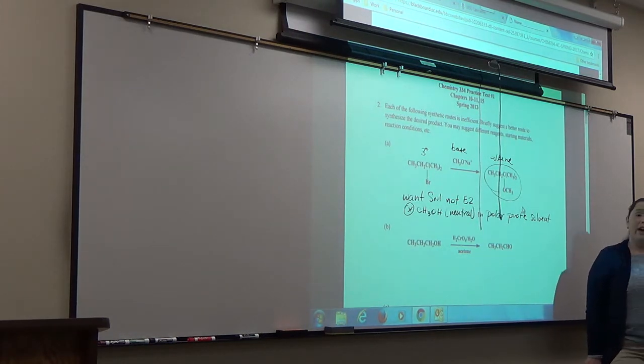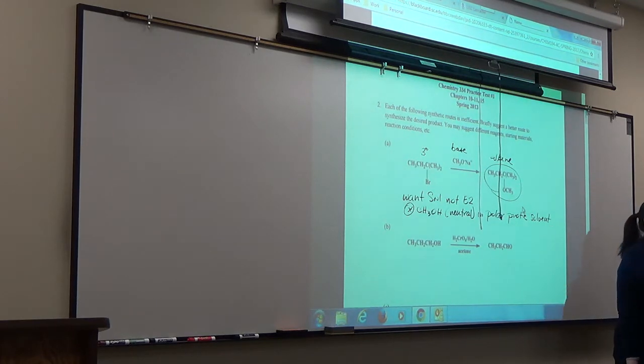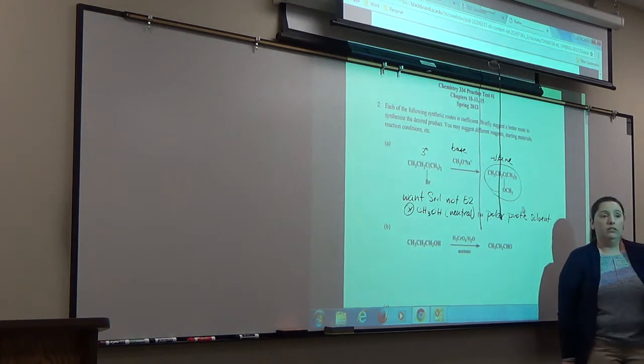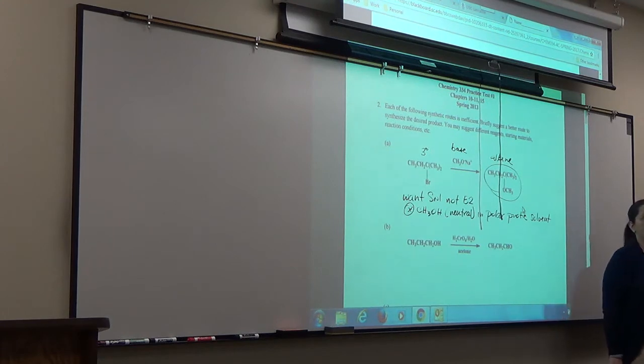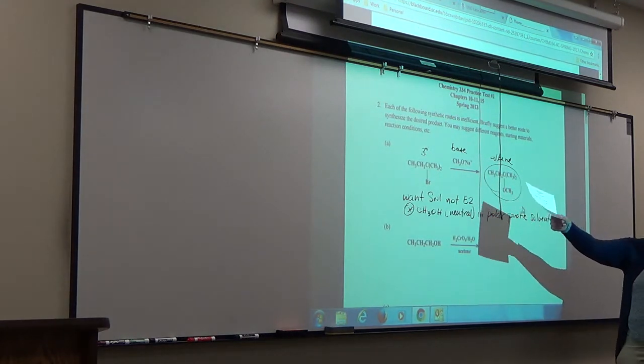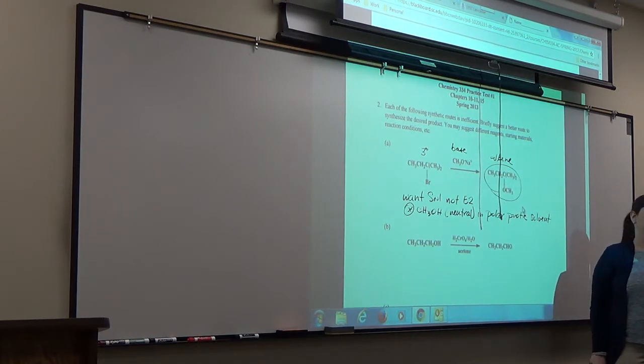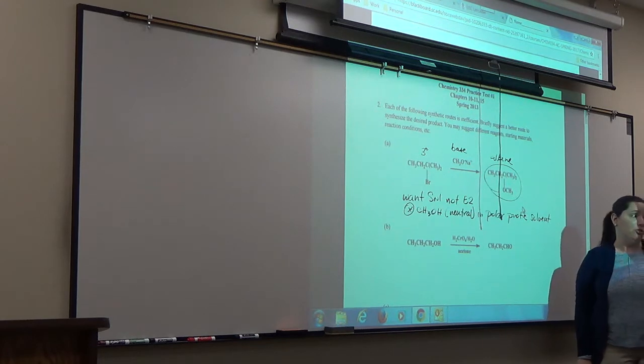Because the way you have it, it's going to want to go the elimination route. Does everybody understand that? So it wouldn't even make that product. It would not. It would make an alkene. The way it's drawn, this would have to have a double bond here. So it would not substitute.